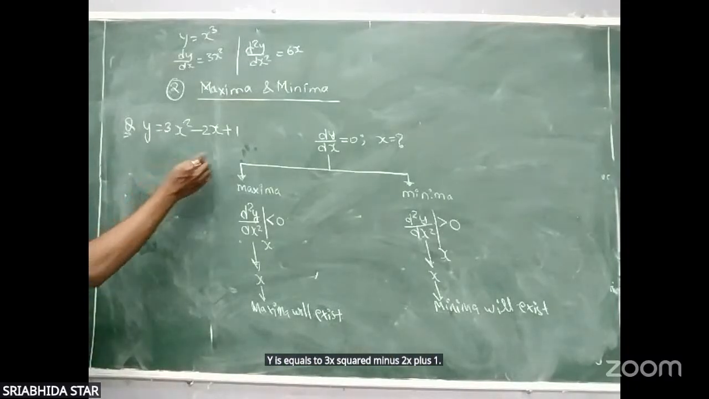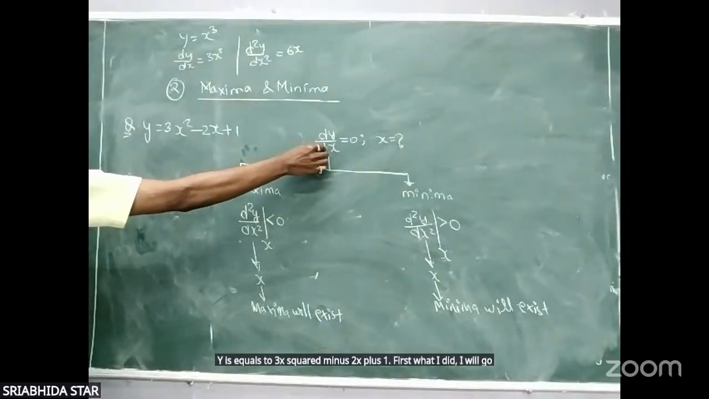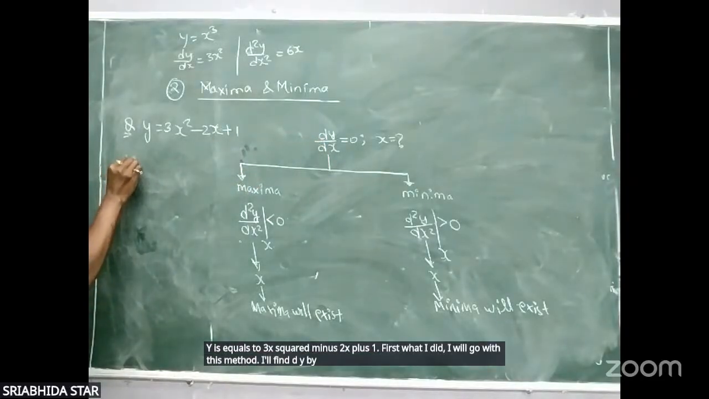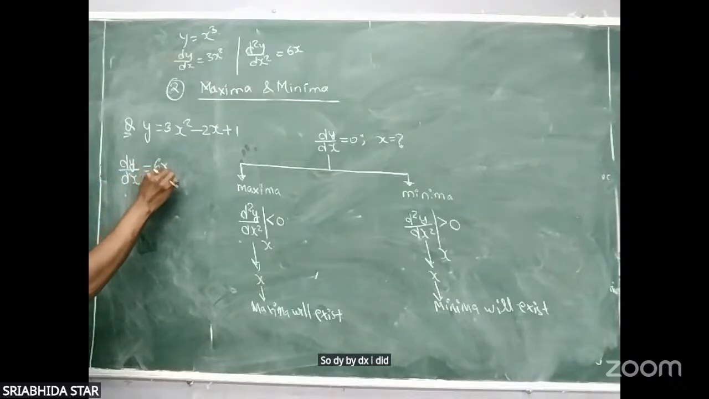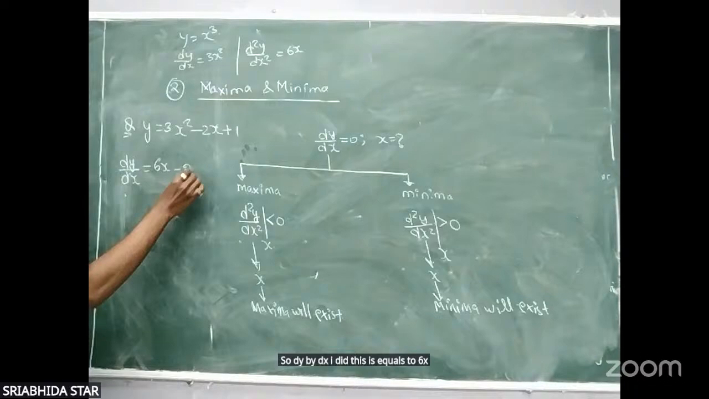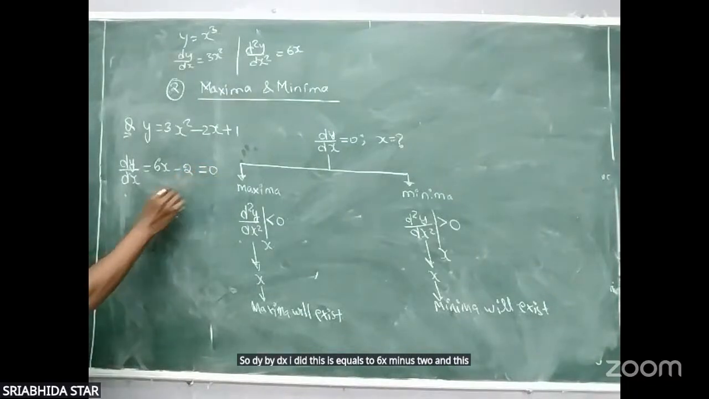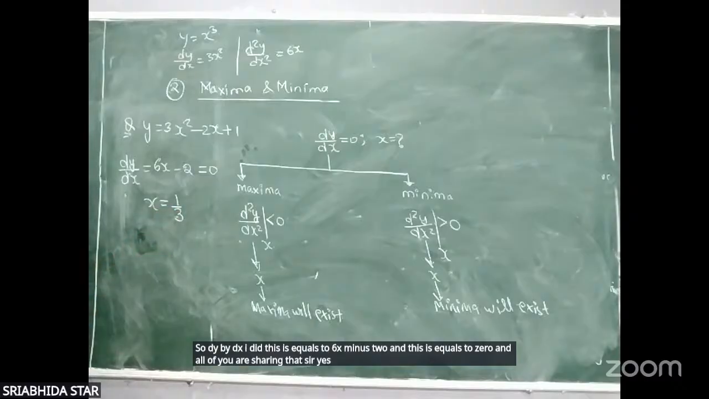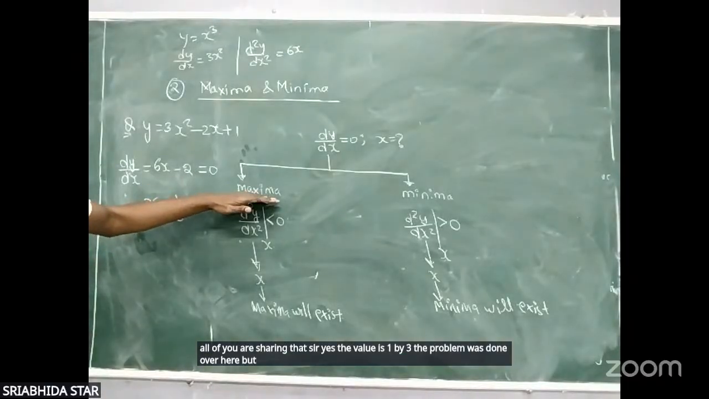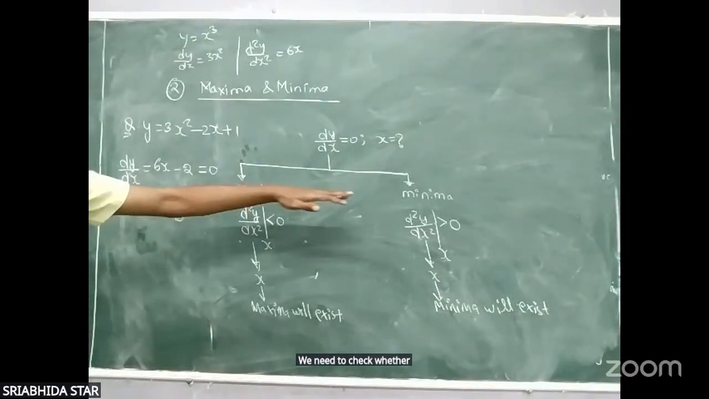First, I will go with this method. I will find dy by dx equals 0. So dy by dx is equal to 6x minus 2, and this is equal to 0. All of you are sharing that, sir, the value is 1 by 3. The problem was done over here. But we need to check whether the maxima or the minima will lie.